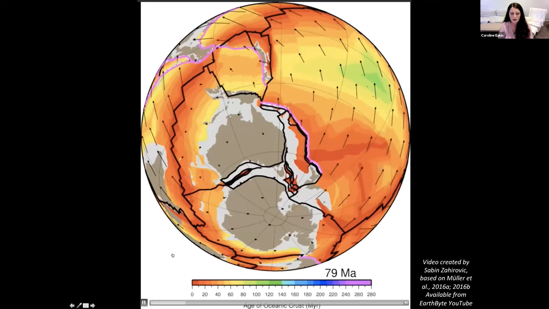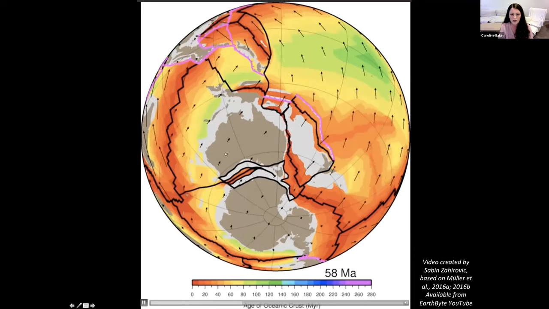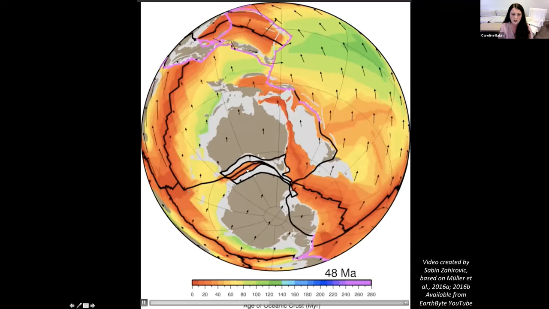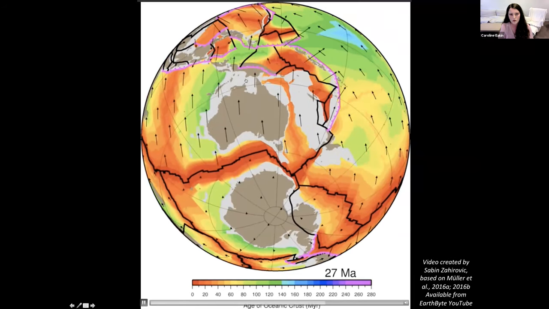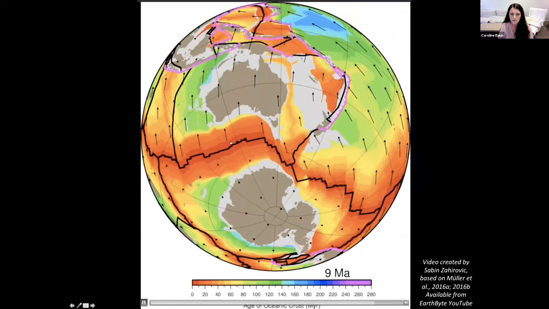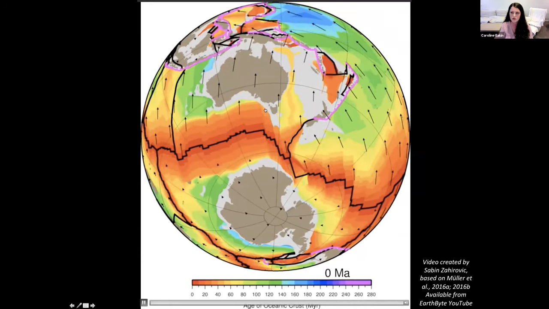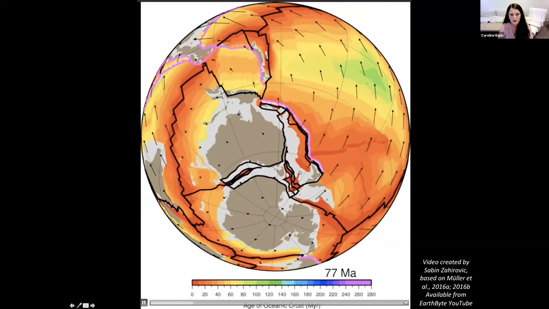But since about 90 million years ago, since the breakup of eastern Gondwana, when Australia separated from Antarctica, it has been moving rapidly northwards, north-northeast, and is today colliding with Northeast Asia. And we think that rapid motion of Australia is exerting significant shear on the underlying mantle.